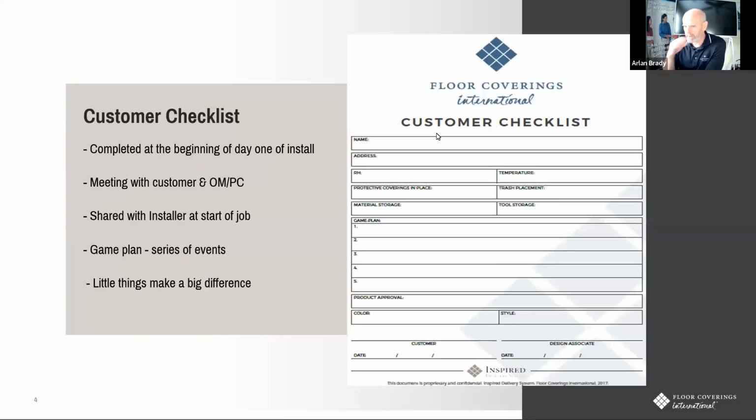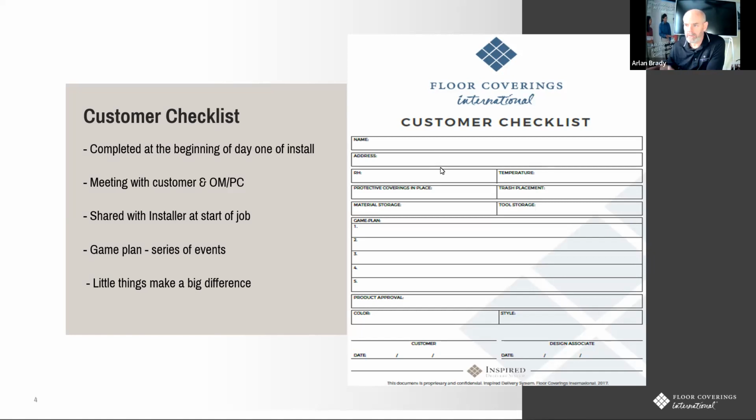So let's take a look at the customer checklist. This is a checklist which is available for you on floor 1-1. It is in the normal place under the production folder. It is a checklist that some franchisees choose to use, some choose not to. It's certainly not a mandatory thing. But if you choose to use it, it would be completed at the beginning of day 1 of the install. So maybe there's a meeting between the customer and your office manager or production coordinator. Maybe they show up on the job site on day 1 to introduce the installer. It's shared with the installer, and essentially it's just a way of setting a game plan together.